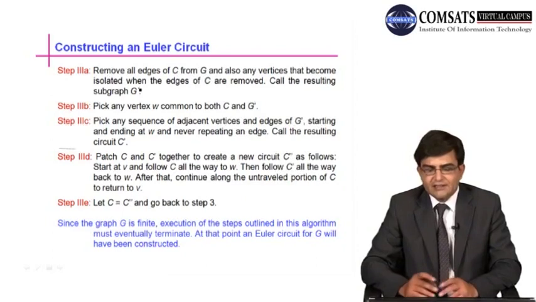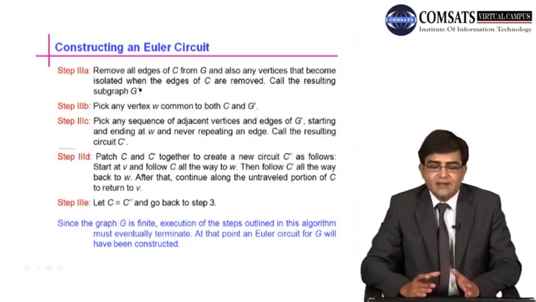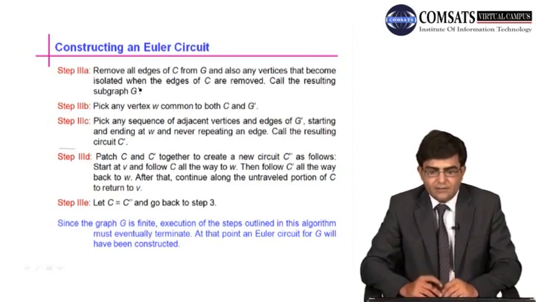So we construct another circuit in G dash which starts and ends at the same point W which we have chosen, using adjacent vertices and edges. We use edges exactly once, so that a new circuit is created. We call it C dash. Step 3D: patch C and C dash. We combine them to create a new, larger circuit C double dash.